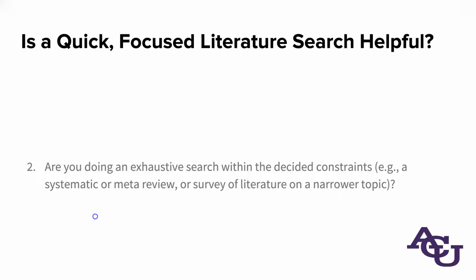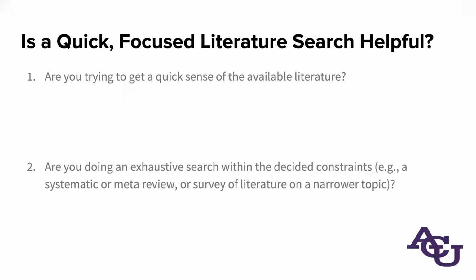So let's ask a couple questions. Are you trying to get a quick sense of the available literature? And are you doing an exhaustive search within the constraints? Are you specifically trying to do a systematic or meta review or a survey of literature on a very narrow topic? Now, in music, for example, we have music research guides that will try to say, here is every single piece of scholarly literature on, say, Verdi or Donizetti or Rossini or Wagner, perhaps. And these are usually fairly large volumes.